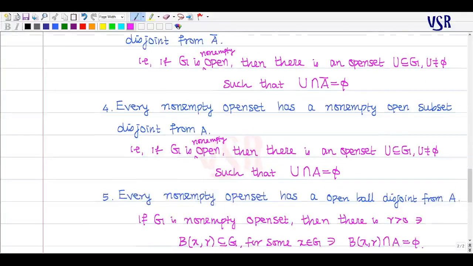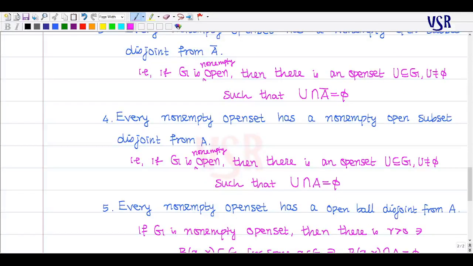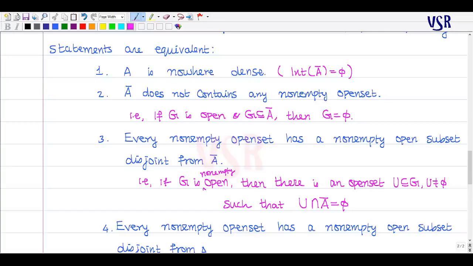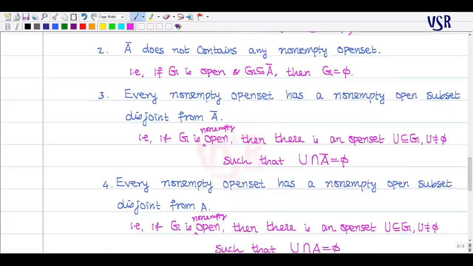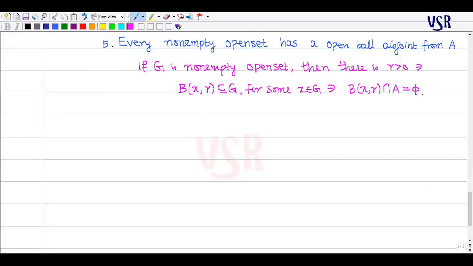Okay, so shall we begin with 1 implies 2, 2 implies 3, 3 implies 4, 4 implies 5, 5 implies 1. இவ்வளவுதாங்க, ரொம்ப சிம்பிள். So shall we begin with 1 implies 2 பண்ணலாமா? அப்போ A is nowhere dense ன்னு எடுத்துக்கிறேன். Then we need to show that A closure does not contain any non-empty open set அப்படிங்கறத ப்ரூஃப் பண்ண போறேன். Okay, we'll start the proof.